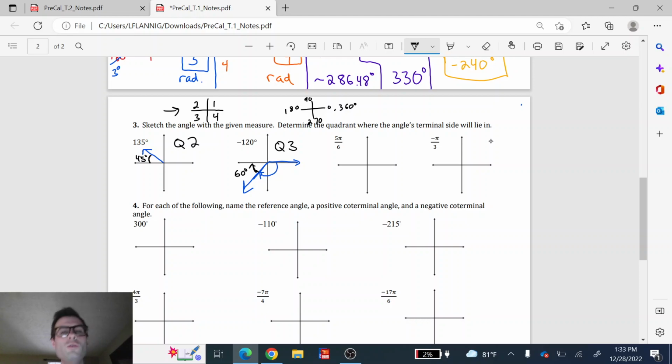5 pi over 6. Oh, this is different. So before we talked about these degree measurements, but now we have radians. It's honestly the exact same way to do things. It's just you have to think about your coordinate points a little bit differently. This is 0 or 2 pi. This one is pi over 2. This one is just pi. And this one right here, I'm going to draw an arrow, is 3 pi over 2. So you can use this information to figure out where these things would be.